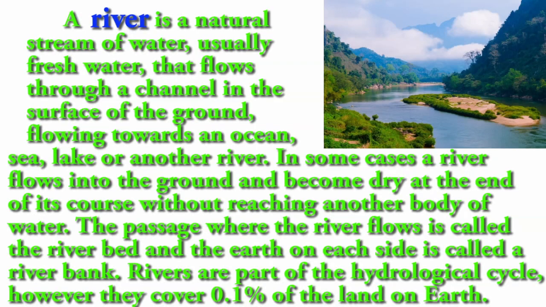A river is a natural stream of water, usually fresh water, that flows through a channel in the surface of the ground, flowing towards an ocean, sea, lake, or another river. In some cases, a river flows into the ground and becomes dry at the end of its course without reaching another body of water. The passage where the river flows is called the river bed, and the earth on each side is called a river bank. Rivers are part of the hydrological cycle. However, they cover 0.1% of the land on Earth.